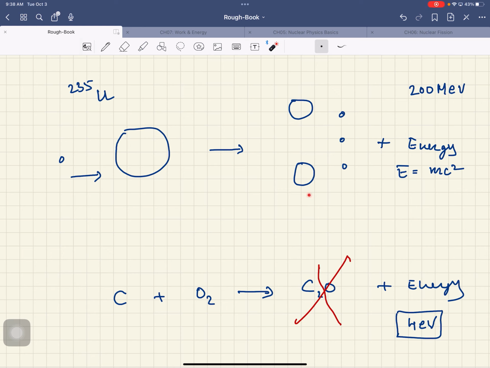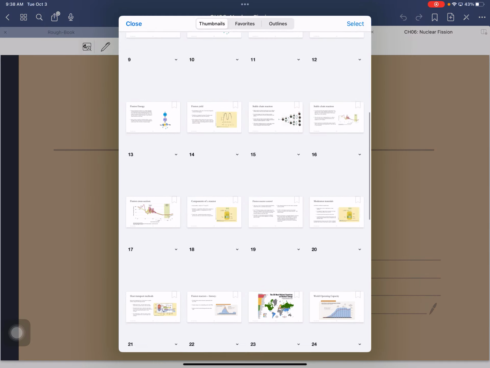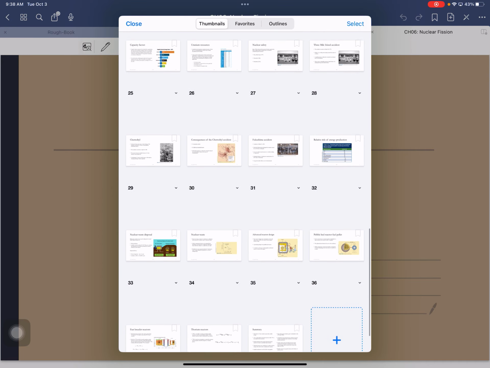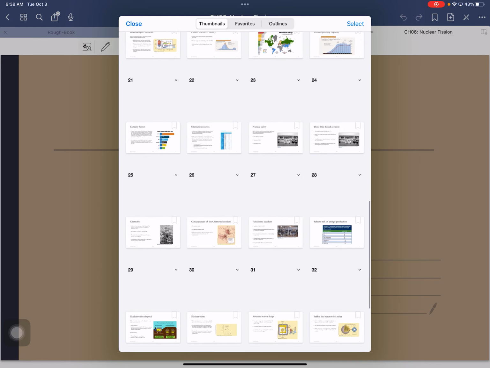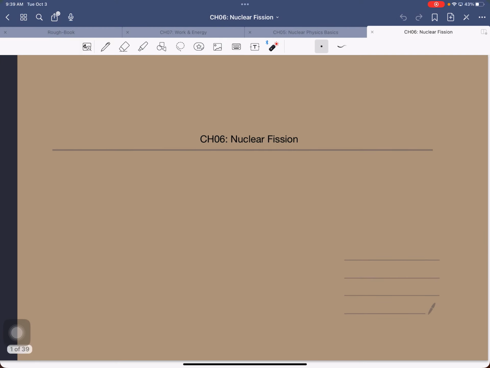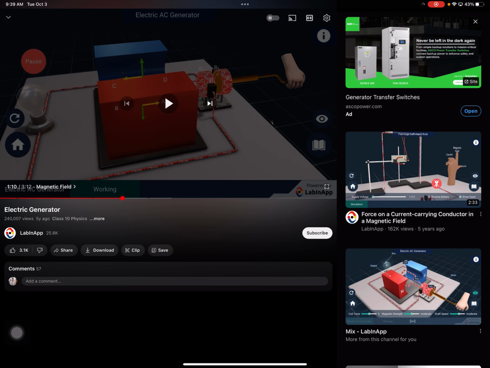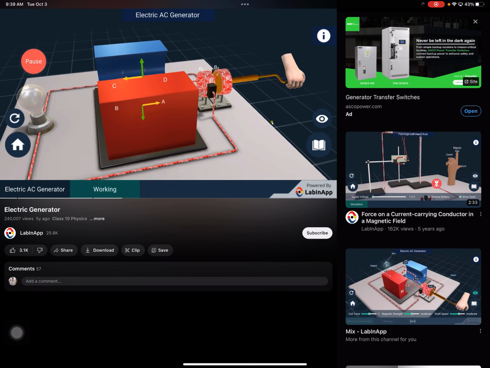Now, okay, so this energy is released. How is it released? It's released as heat. Okay, what do you do with the heat? Let's see what we can do with the heat. So I'll show you what we do with the heat. So again, so here's what we do with the heat.